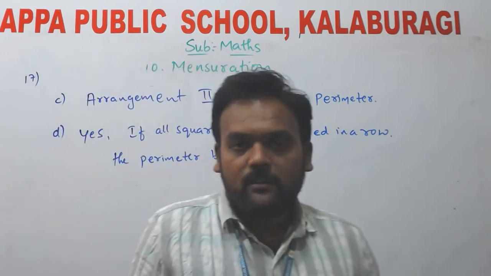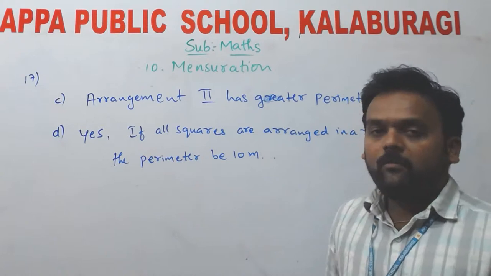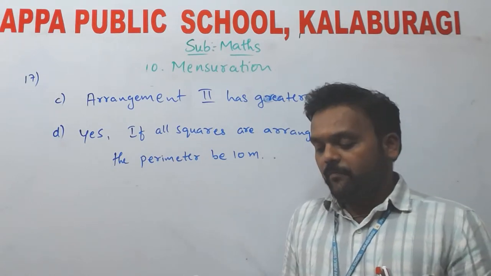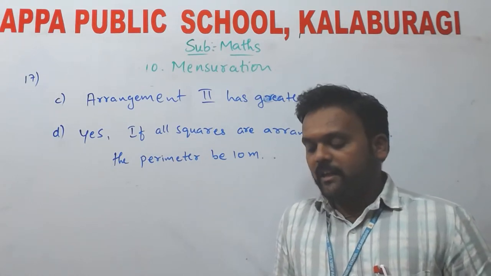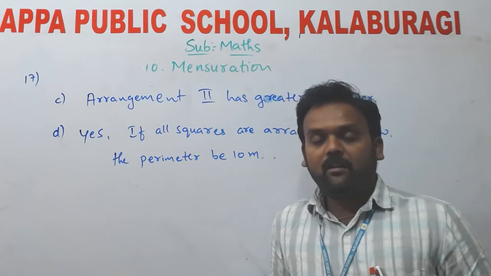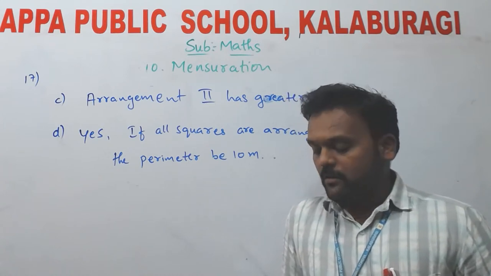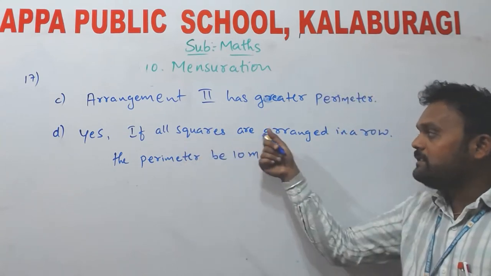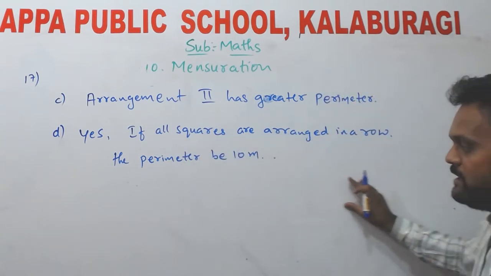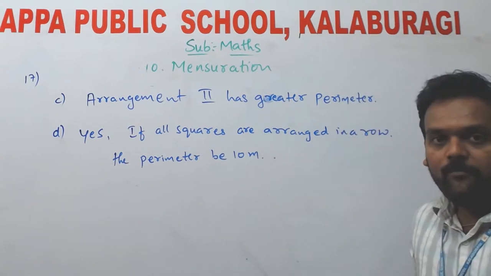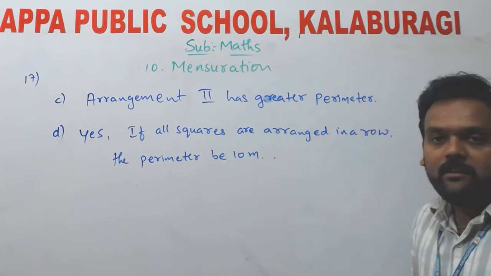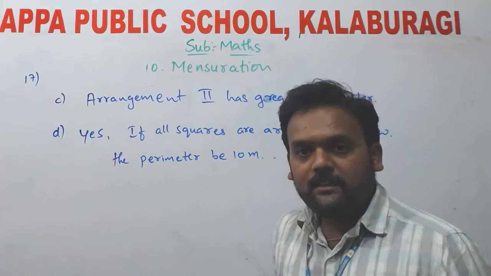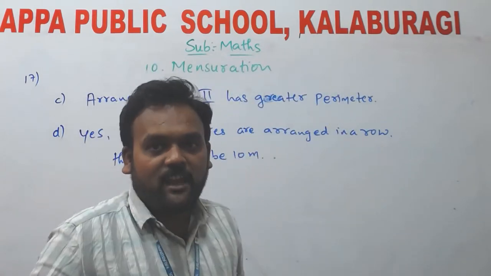Understood, students? Okay. I'll explain this one again. You see, Avni wonders if there is a way of getting an even greater perimeter. Can you find a way of doing this? Yes, if all squares are arranged in a row, row means this is the row, the perimeter will be 10 meter. Understood, students? Yes, this is all about the exercise 10.1.